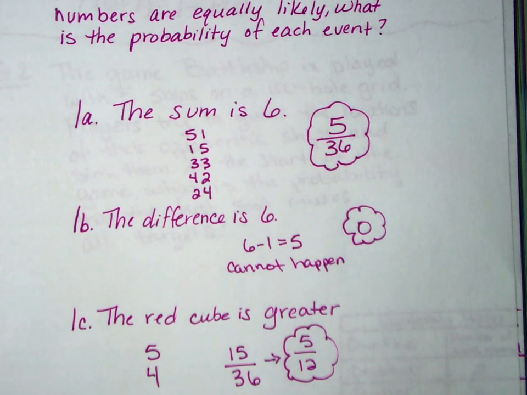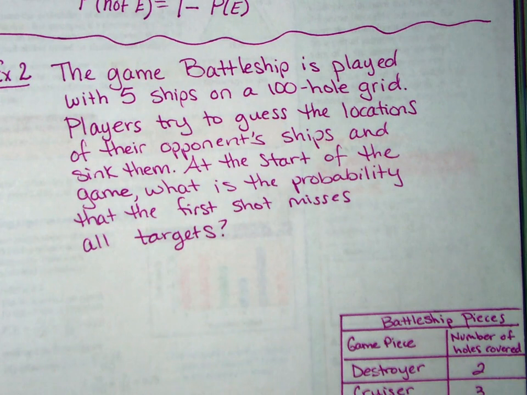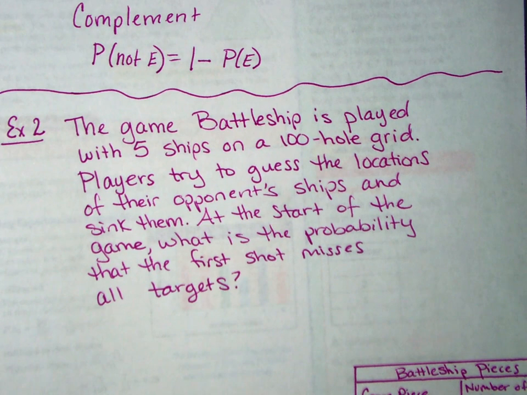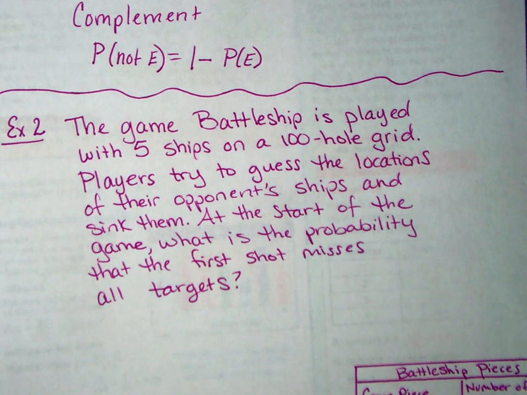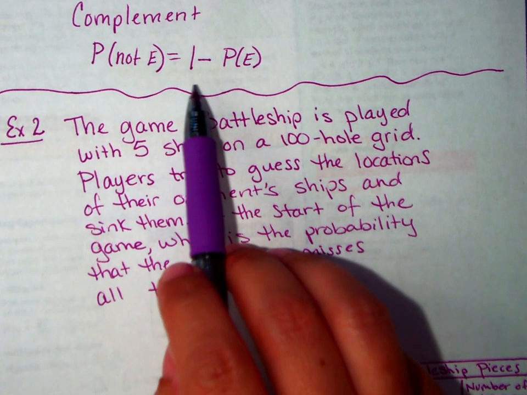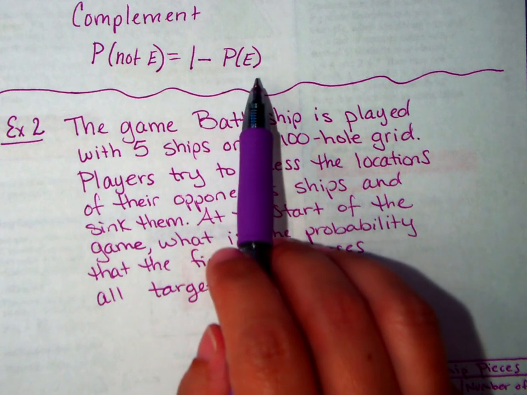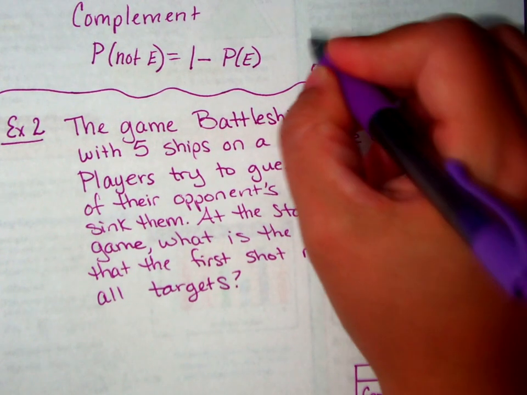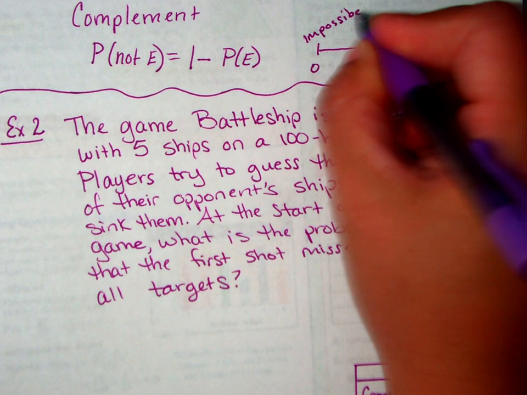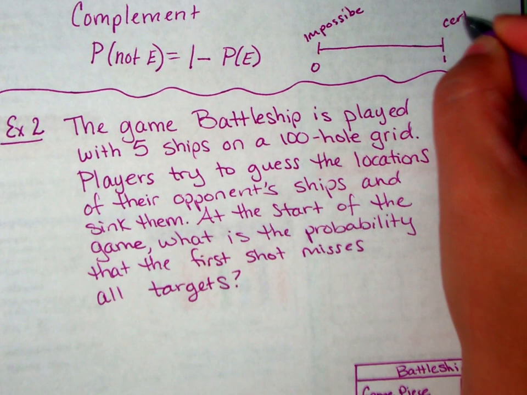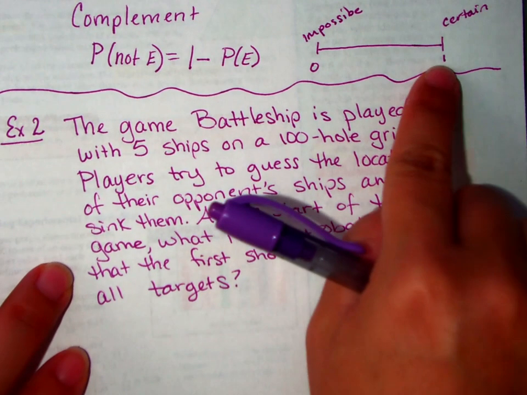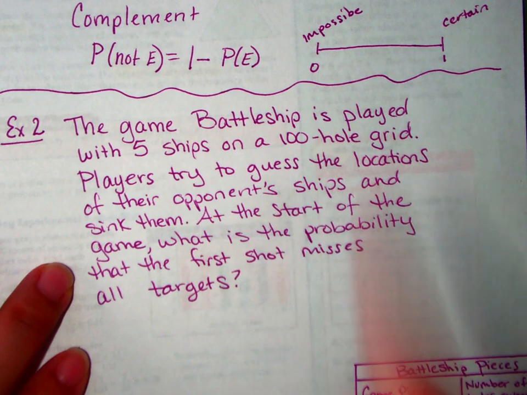Now that we've talked about theoretical probability, I want to switch over to the complement. Okay, so the complement is not the chances of something happening, but the chances of it not happening. So our formula is 1 minus the probability of the event. So remember when we did our little chart, 0 was impossible and 1 was certain? Okay, so that's why we take 1 minus the probability of the event.